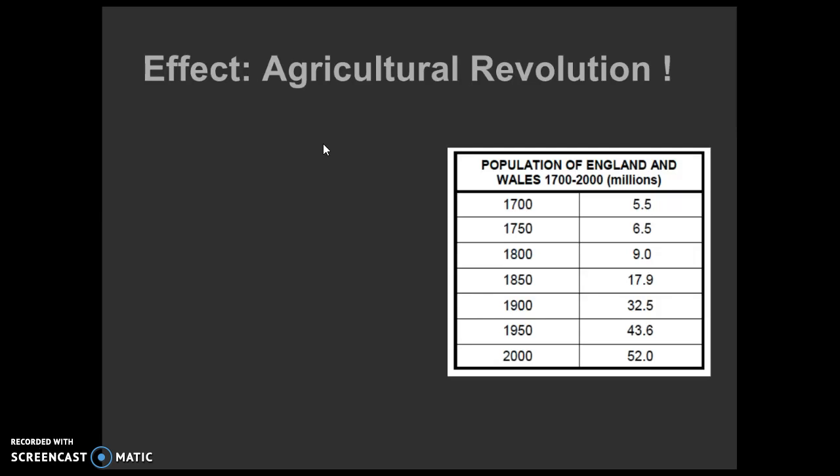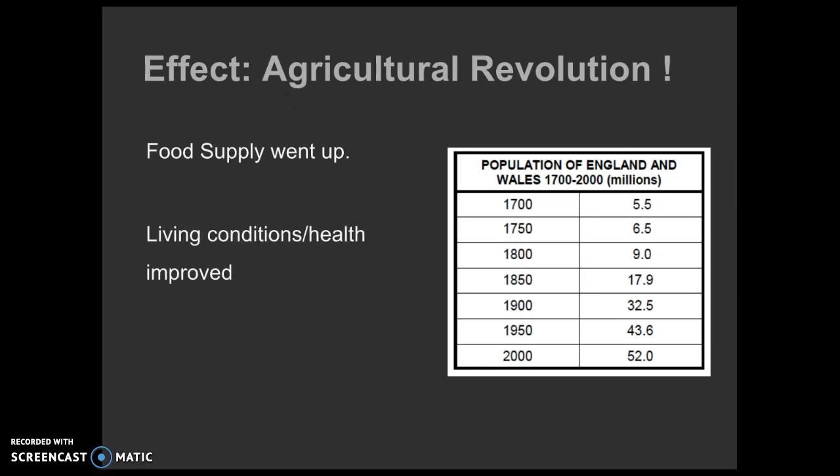So the effect of all of these new techniques and inventions was the Agricultural Revolution, a revolution in farming or agriculture. Because of it, there was a lot more food. They were growing more, so food supply went up, which meant people were healthier. Living conditions improved because people are eating more, they're eating healthier, and they're living longer. And what ends up happening because of that is that England's population skyrockets. You can see in this chart to the left, over each 50 years, how much the population grows. And it really grows a lot. Starting in 1750, goes from 6.5 million to 9 million. But if you look at from 1800 to 1850, the population almost doubles, and that's a direct result of the Agricultural Revolution.